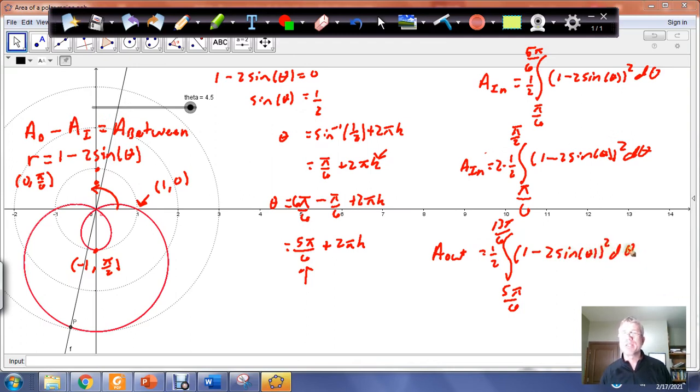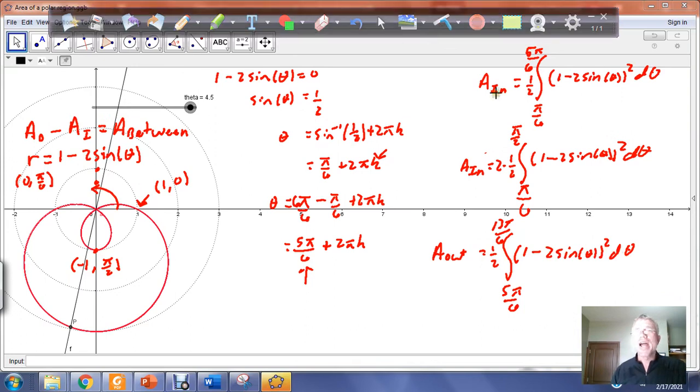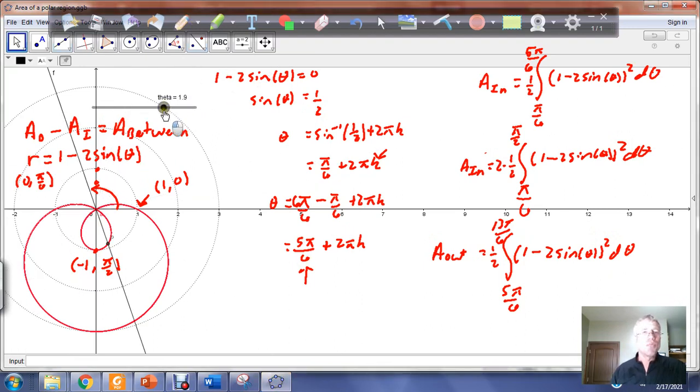So r squared d theta. The other thing to do is to be a little bit clever. You realize that at an angle of 5 pi over 6, we let k equal 0. So the first time we're at the pole, it's at pi over 6, and then we're at the pole again at k equals 0 here at 5 pi over 6. So the other thing that we could recognize is, I'm starting from 0, and at 5 pi over 6, I'm at the pole. That's an angle of 5 pi over 6.